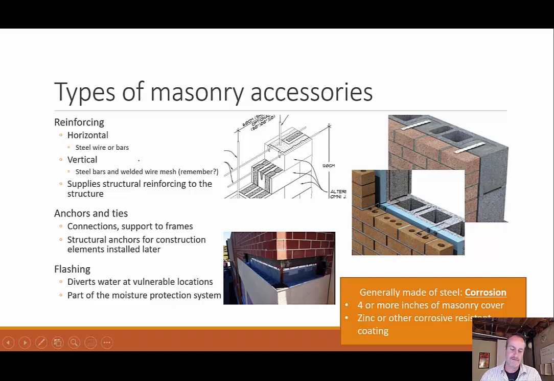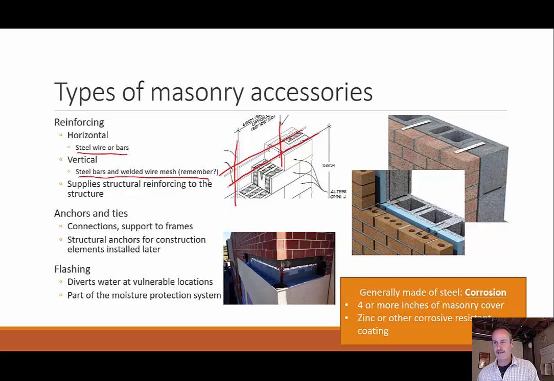Reinforcing, we can see that we have this CMU wall, and I have some horizontal reinforcing and some vertical reinforcing. And you can imagine how it's tying everything together, right? Giving that greater rigidity to that structure. And we can use either steel wire or bars. Vertical, we could use steel bars or welded wire mesh. We talked about that before, right? And then we have supplies, structural reinforcing the structure, like I said.